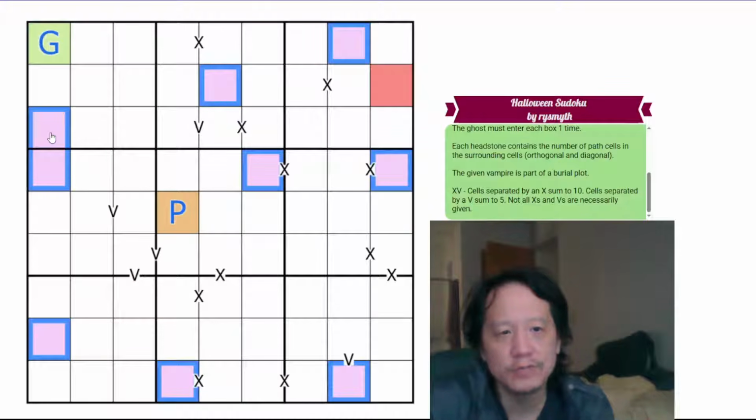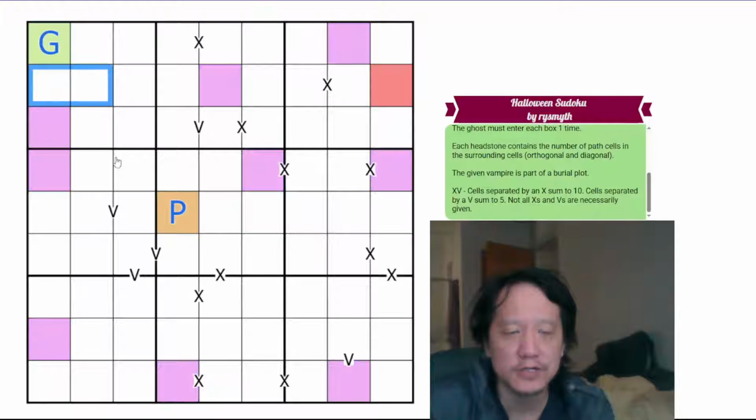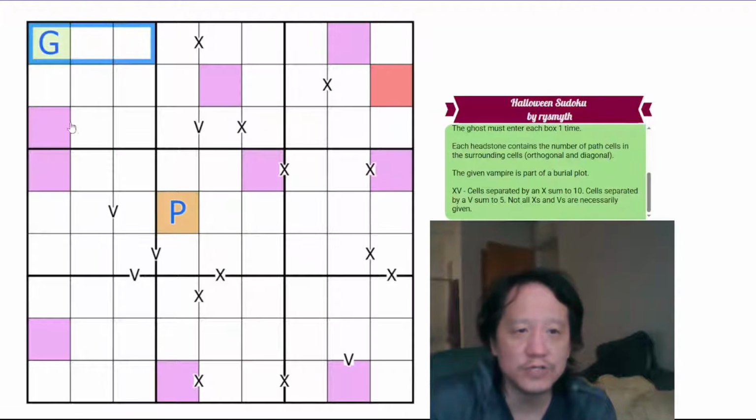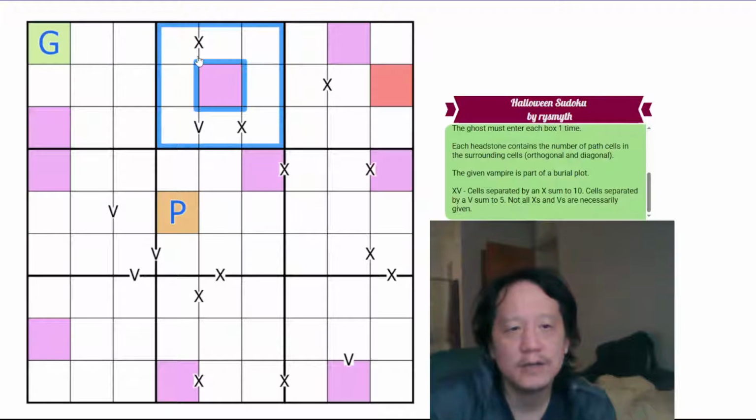Each headstone, so all of the headstones, contains the number of path cells in the surrounding cells, both orthogonal and diagonal. So this cell would say how many path cells are in the 5 surrounding cells around it, because obviously the ghost cannot go into the headstone or near any burial plot, right? So same with this cell, it would say how many of the path cells are in the surrounding 8 cells around it.